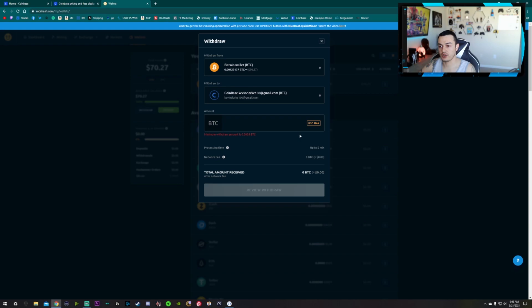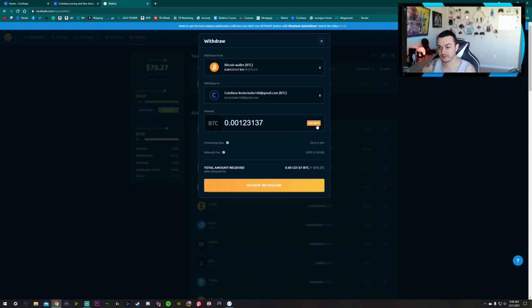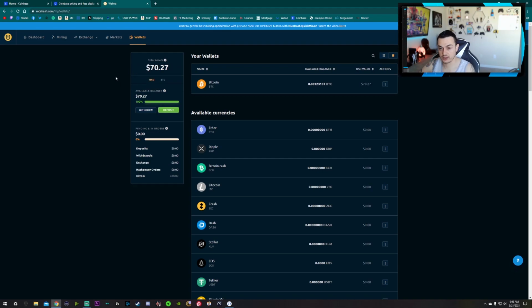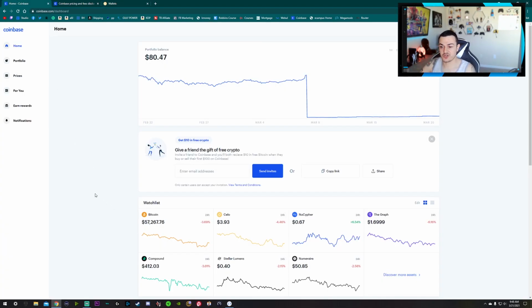Now, when you withdraw to Coinbase, let's hit use max over here. There is zero fees when you're transferring from NiceHash to Coinbase. As you can see, I'm getting $70.27, which is the entirety of my total assets that I have right now in my miner software. However, over here in Coinbase, once you actually withdraw those funds and convert it from your BTC into legacy currency, so whatever local currency you use, for me it's US dollars, then you will incur a fee.